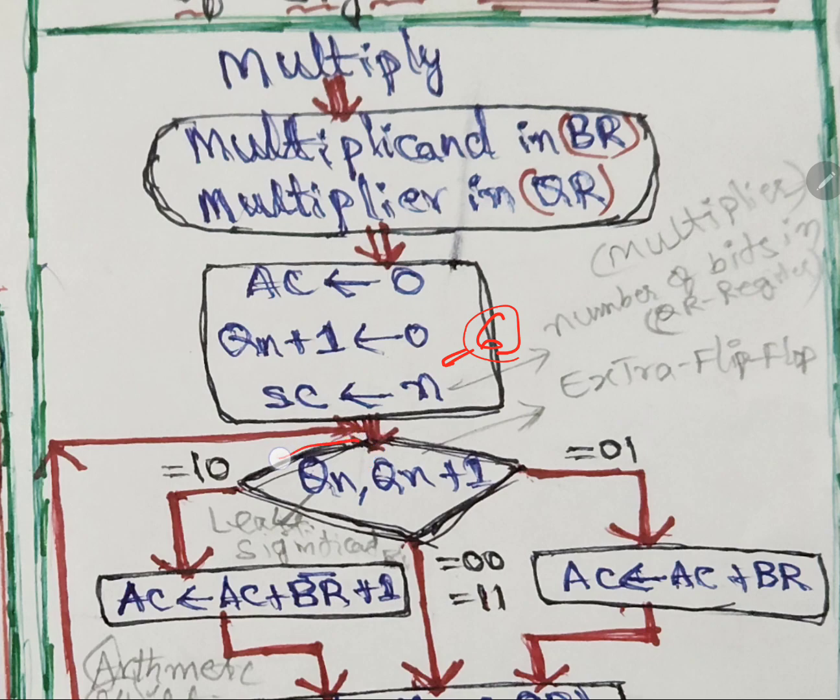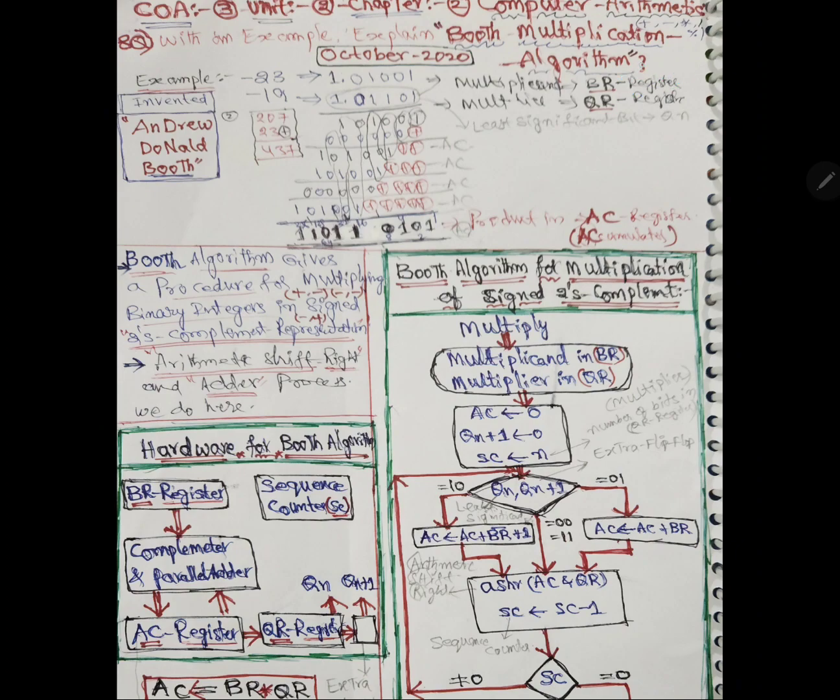Next, we have a decision, the diamond shape in the flow chart. This is the decision condition, which is Qn and Qn plus 1. Qn is the least significant bit in the multiplier. I will show you with the cursor, and if that is unclear, I will use the marker. This is the multiplier QR, which has 6 bits. The least significant bit is this one, then next becomes this, and Qn plus 1 becomes this one.